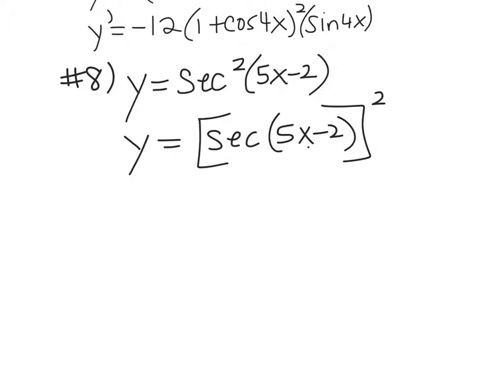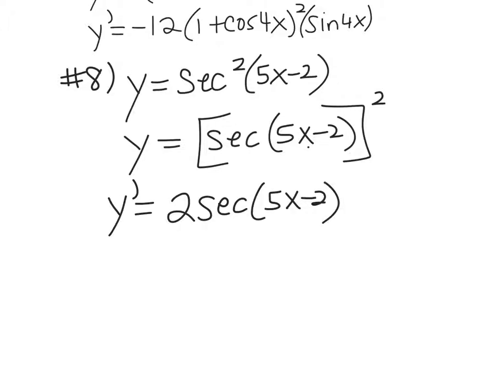Here we go. Let's do it together. Y prime equals. So I'm just doing the outside, which is the power rule. I'm going to bring the 2 down to the front times the secant of 5x minus 2. When I subtract 1 off, it's just to the first power, so that doesn't matter. That's just the outer function.